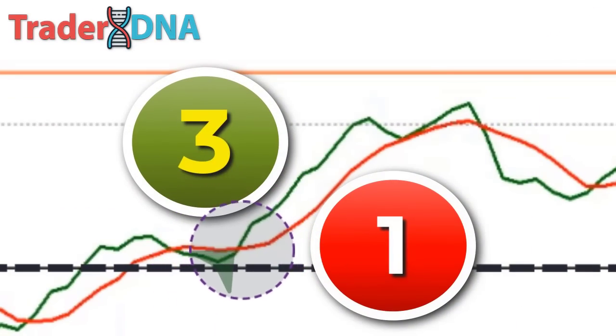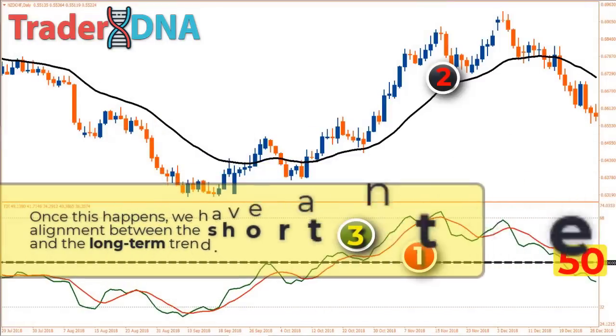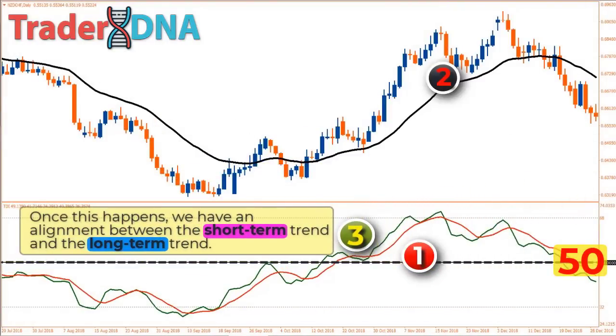Wait for the green line to also break above the red line. The third required condition for a valid trade signal is to wait for the green line to break above the red line. Once this happens, we have an alignment between the short-term trend and the long-term trend.